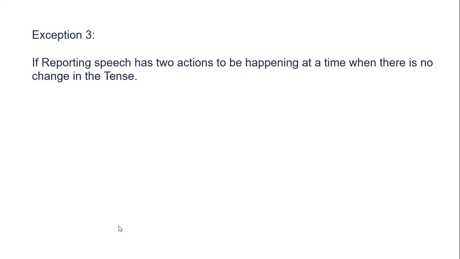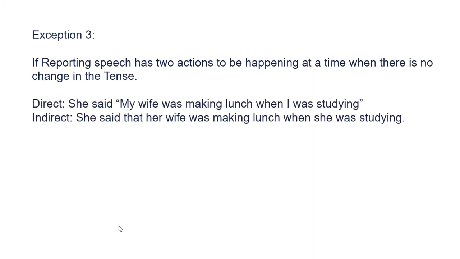Exception 3: if the reported speech has two actions happening at a time, then there is no change in the tense. She said, my wife was making lunch when I was studying. She said that her wife was making lunch when she was studying. You see that there are two actions happening here. My wife was making lunch, one action. When I was studying, another action. So two actions are occurring together.